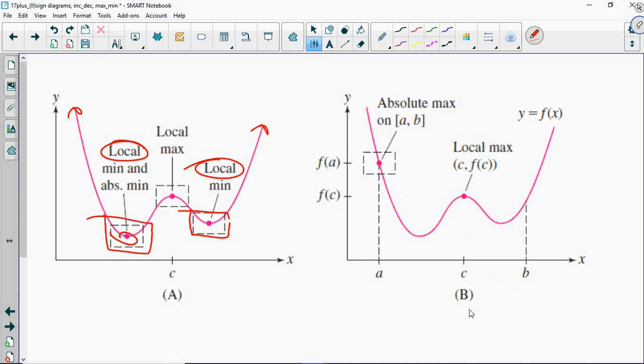In this diagram B over here, we've actually got endpoints for our function. So even though the function really goes on forever, we're only interested in what's happening in between that point and that point. So the deal with the minima is still the same. These are both local mins. This is also an absolute minimum. We still have a local maximum here. However, we have an absolute maximum at an endpoint. I think this probably sounds harder than it is. It's just that we have a lot of new vocabulary to deal with.